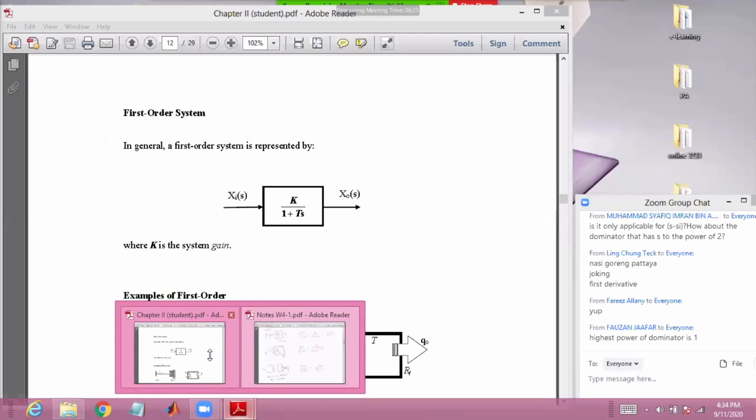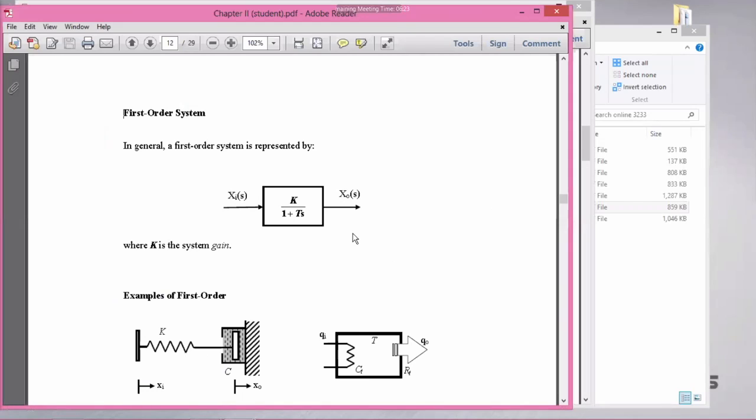Okay, so how can we solve this first order system? In general, this is the transfer function of first order: K divided by 1 plus Ts. K is known as the gain and T is known as the time constant.